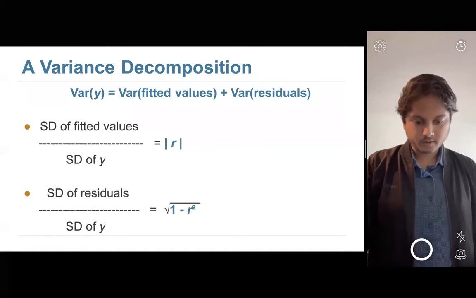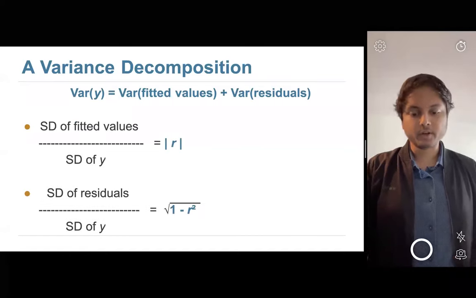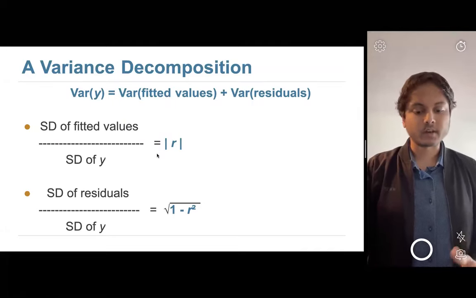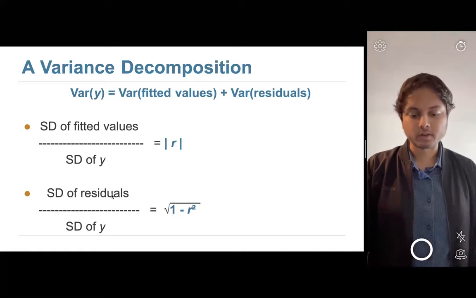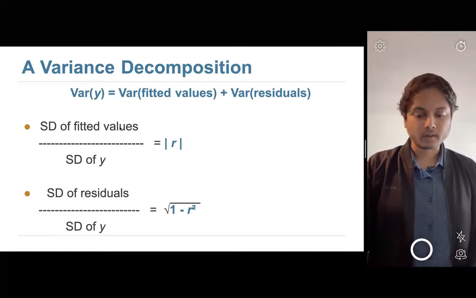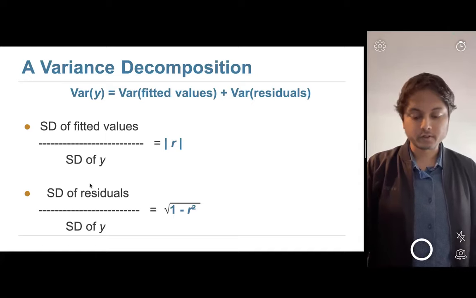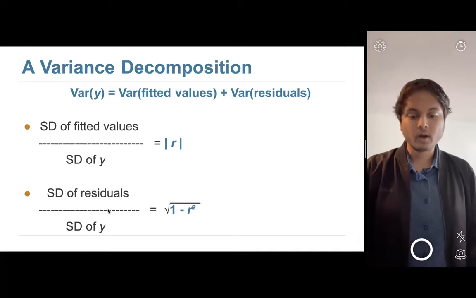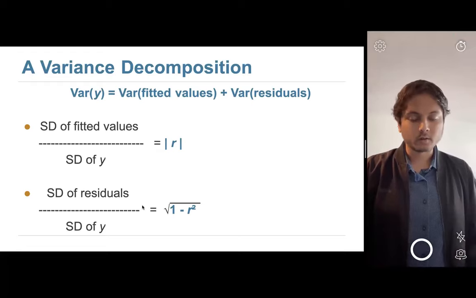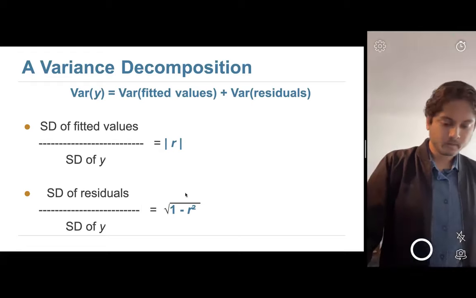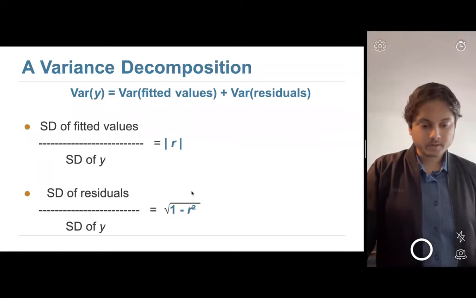And so taking the square root of those two equations, you basically get something like this. This is the same thing as the previous slide, but just square rooting these two equations. So the ST of the fitted values over the ST of y equals the absolute value of the correlation coefficient, and the ST of the residuals over the ST of y equals the square root of 1 minus the correlation squared. So again, this is a natural extension from the previous slide.